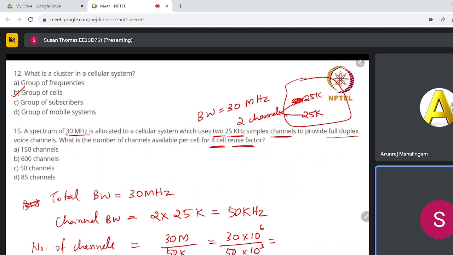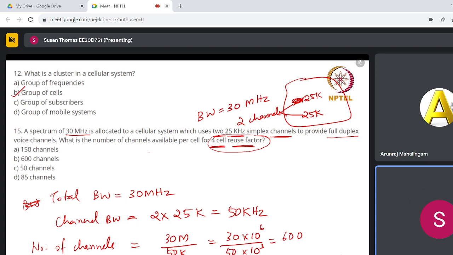It will be 600. Okay. Now, this is the total number of available channels. This is not the final answer. Please remember, what is the question here? 4 cell reuse factor. So what do you mean by 4 cell reuse factor? This will be reused 4 times.